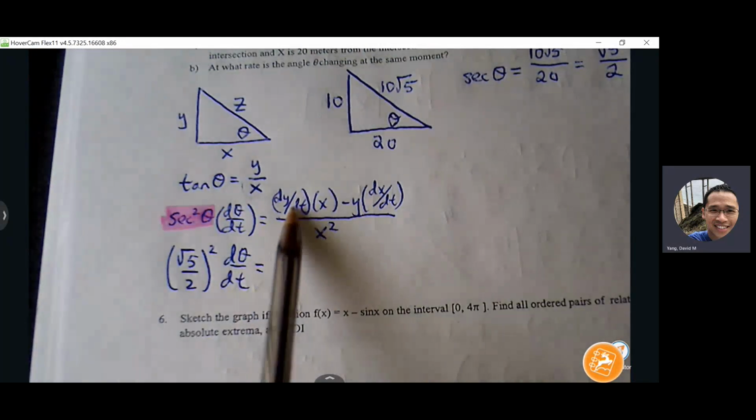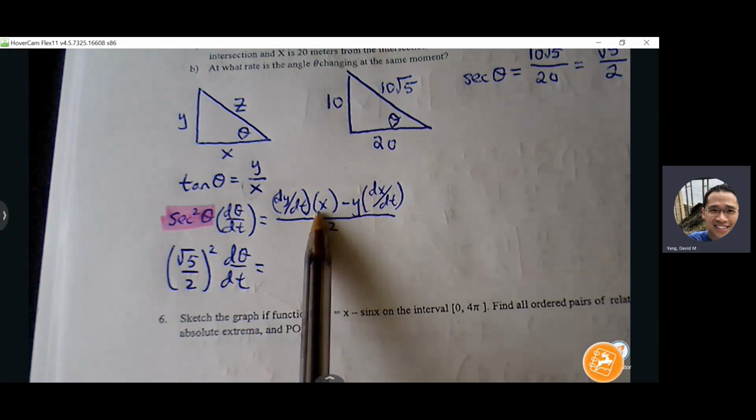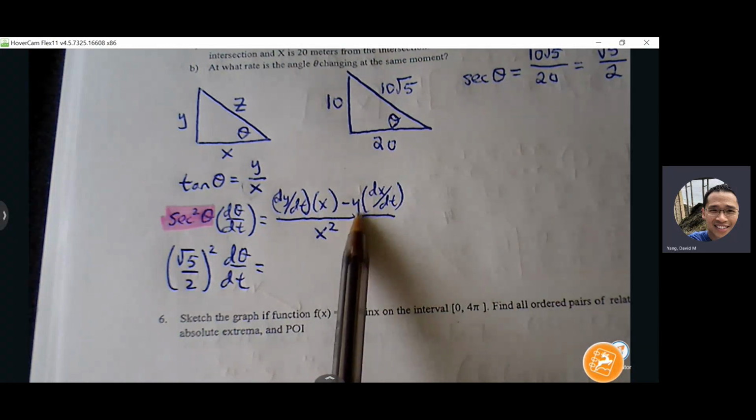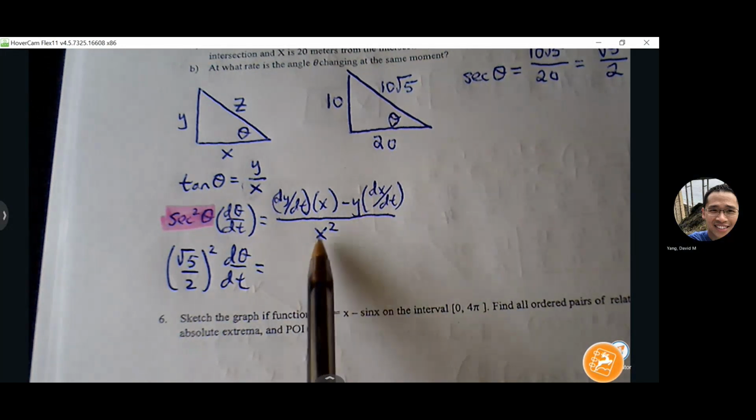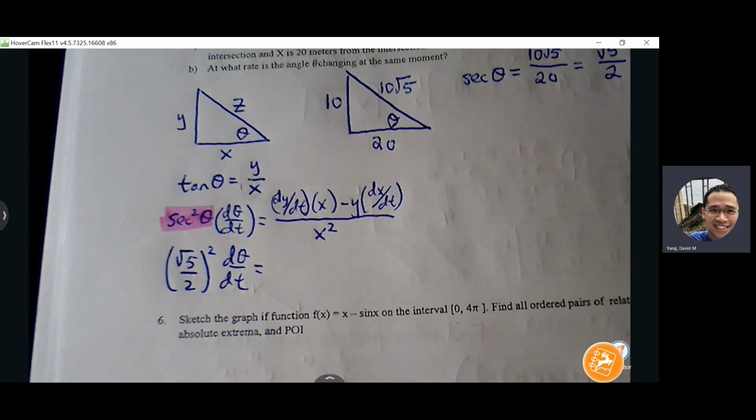Okay, so dy dt I'll replace with negative 2. X I'll replace with 20. Y I'll replace with 10. Dx dt I'll replace with 1. And then x squared I can replace with 20 squared.